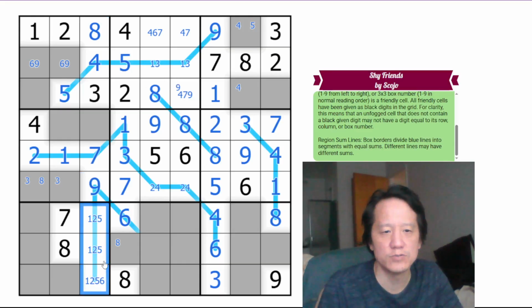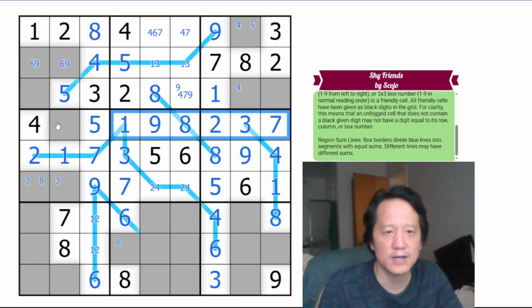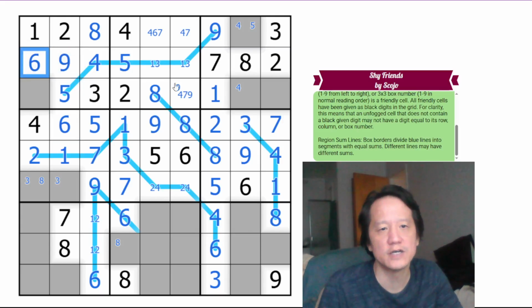So this is 1, 2, and 6 adding up to 9. So this must be 6. And this must be 1, 2, which forces this to be a 5 remaining in column 3. That leaves this as a 6. This 6 eliminates 6 here, so this is 9 and 6. This 4 eliminates 4 in the rest of the box. This can't be 4. This is 7.